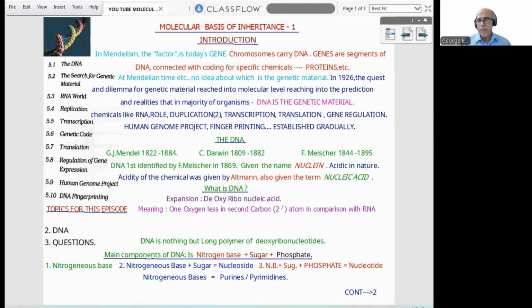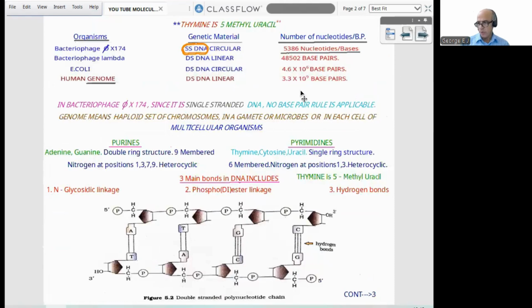Now, what are the main components of DNA? Basically, three components we can find: nitrogen base, sugar, phosphate. Nitrogen base plus sugar is called a nucleoside. Nitrogen base, sugar plus phosphate is called a nucleotide. Nitrogenous bases in connection with DNA can be of two types, purines and pyrimidines, which we'll be learning later. Now we can proceed to the next page, hoping that it is clear to all of you.